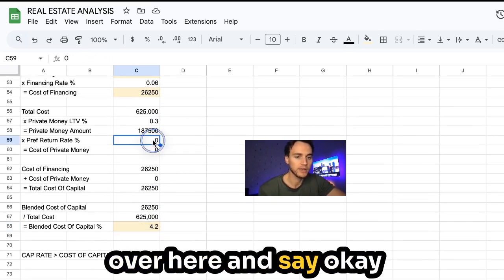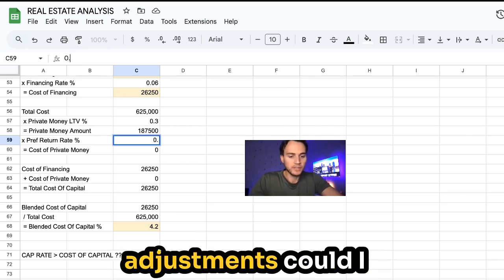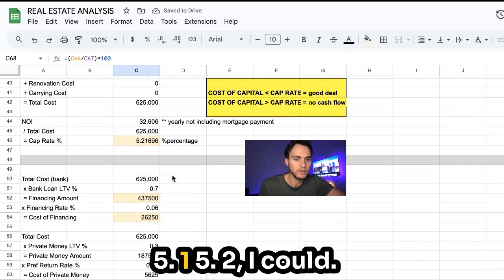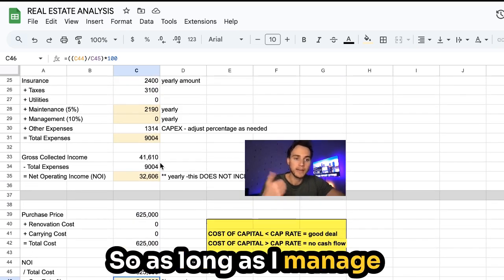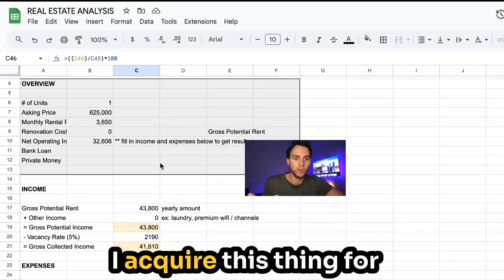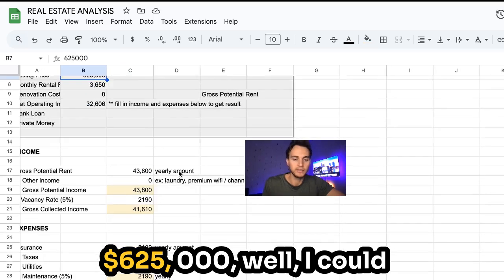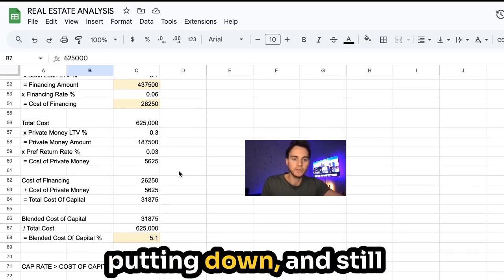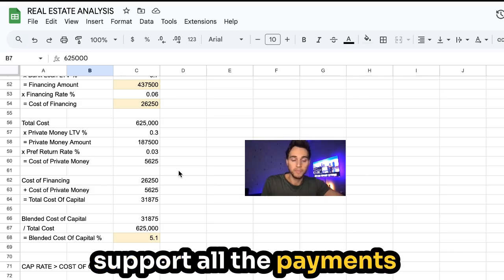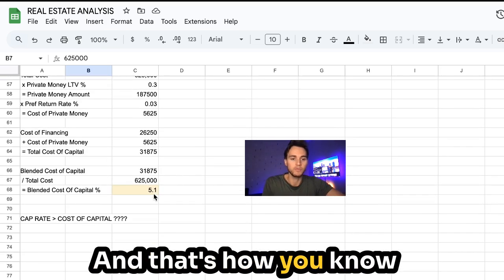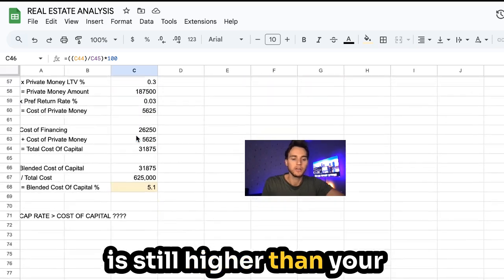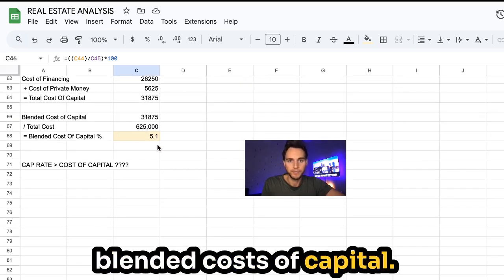So then you come back over here and say, okay, well, now I made these adjustments. Could I give myself a 3% return at that point? 5.1, 5.2, I could. Okay. So as long as I manage the property myself and I acquire this thing for $625,000, well, I could give myself a 3% return on the money I'm putting down and still support all the payments that are required for that. And that's how you know that this deal would work, because your cap rate is still higher than your blended cost of capital. So hopefully that makes sense.